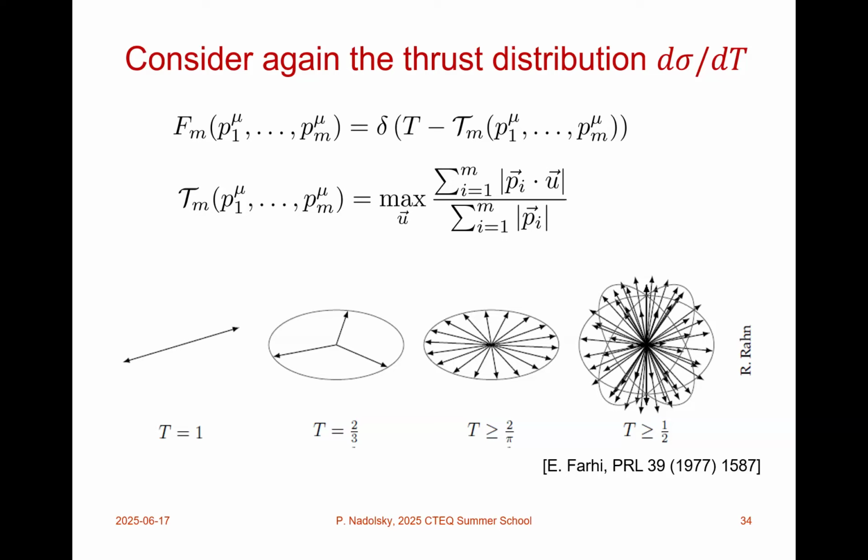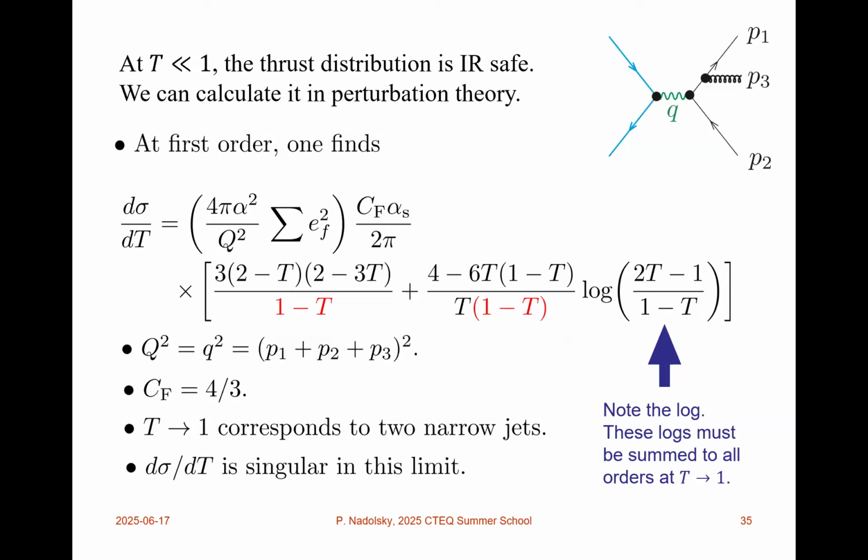So if T is slightly different from 1, there is this angle theta, which is of order QT over Q. This means that there is a soft radiation that recoils against these two jets. Therefore, your fixed order thrust distribution will contain something not singular, but problematic. It will contain log(1-T), or maybe it will contain 1/(1-T). And that's actually what we saw in the fixed order calculation.